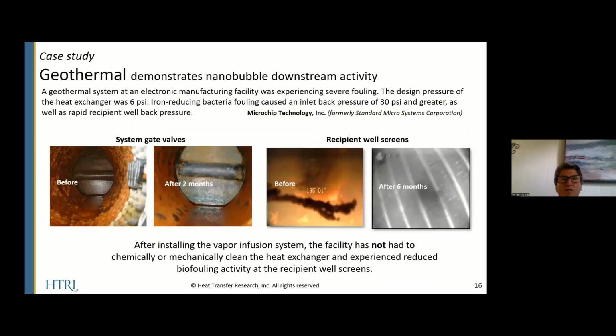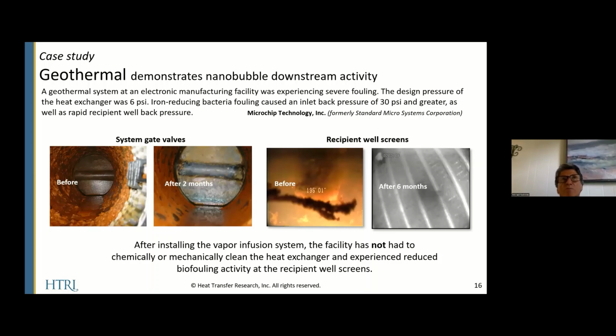So our very first client, which was 17 some odd years ago, had a significant fouling problem within a geothermal system. They would have to tear apart their exchangers literally every 6 weeks or so. By imparting vapor infusion into the system, after only 2 months, as you can see from the two pictures to the left, all the tuberculin formation in the upper flow space within the heat exchanger has been flattened out. But more importantly, the two pictures to the right are pictures of the stainless steel screens at the bottom of a recipient well.